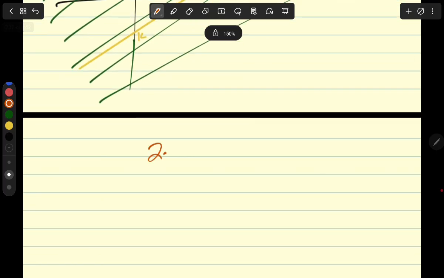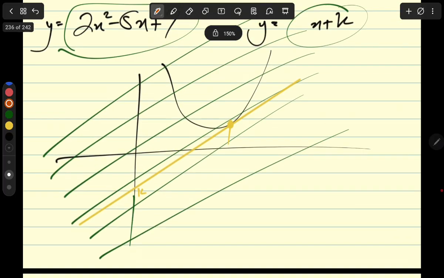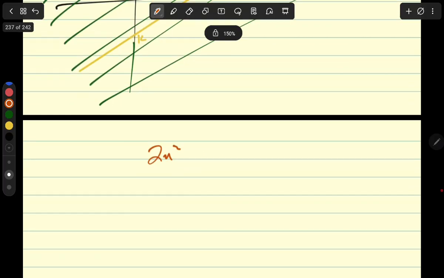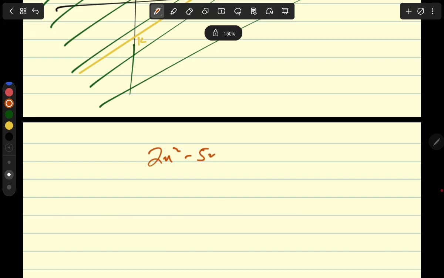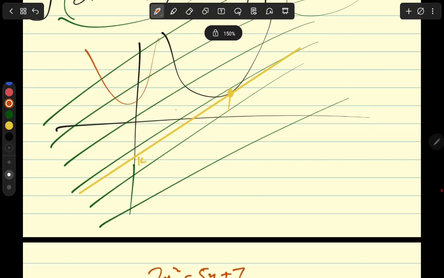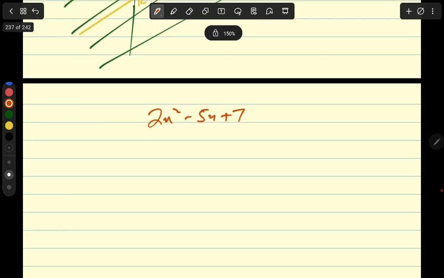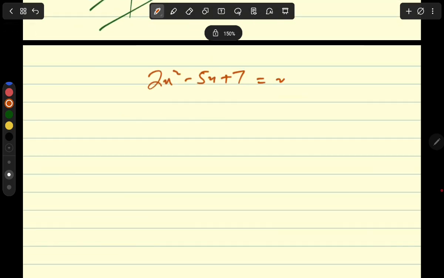We are going to set the equations equal to each other. 2x squared minus 5x plus 7. Now, right now, I do not know whether it is drawn like this. It could be drawn here somewhere, right? I'm just doing it hypothetically. It is equal to x plus k. Now, this is going to become 2x squared minus 6x plus 7 minus k equal to 0.